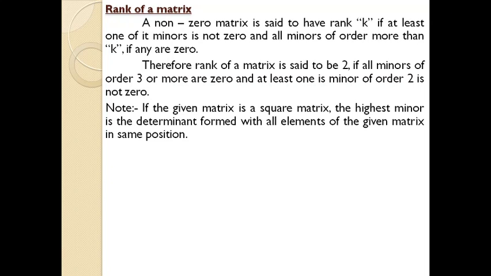When the matrix order is above 2, it may be 3 into 3, or 4 into 4, or 5 into 5, or 6 into 6. In all those cases, you have to find the minors. We all know how to find the minors. If you get a non-zero value for all the minors of that matrix, then the rank will be the order of that specific matrix.